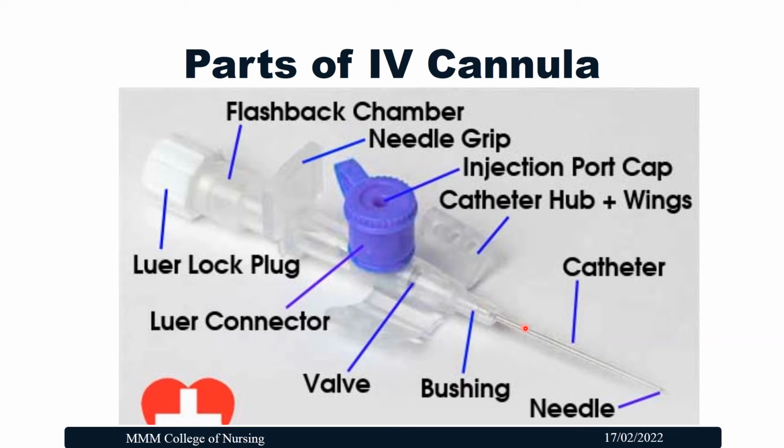The IV cannula has different parts. One is the metal needle and it is covered with the catheter. Once the needle has entered the blood vessel, we can see the backflow of blood into the flashback chamber. And this flashback chamber is connected with the luer lock plug. To this area, the syringe or IV tubing will be connected.